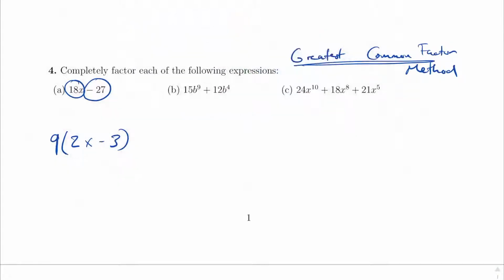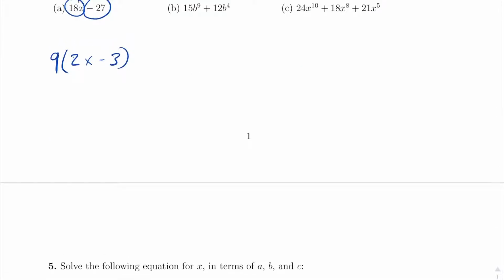For the next one, we have 15b to the 9th plus 12b to the 4th. Now this one is different from the last because we're looking for a number that divides 15 and 12, the biggest number that does, and that would be 3. But we're also looking for how many b's this term and this term share in common. So since they share b to the 4th in common, this gives us 5b, so 3 times 5 is 15.